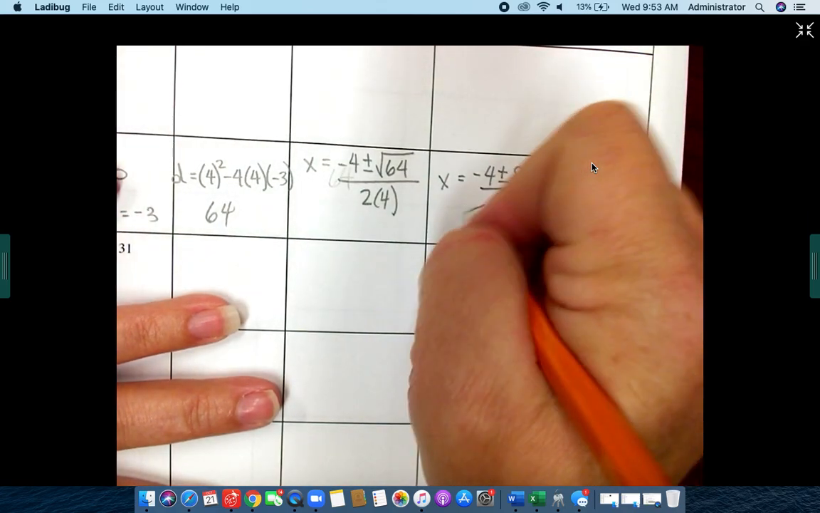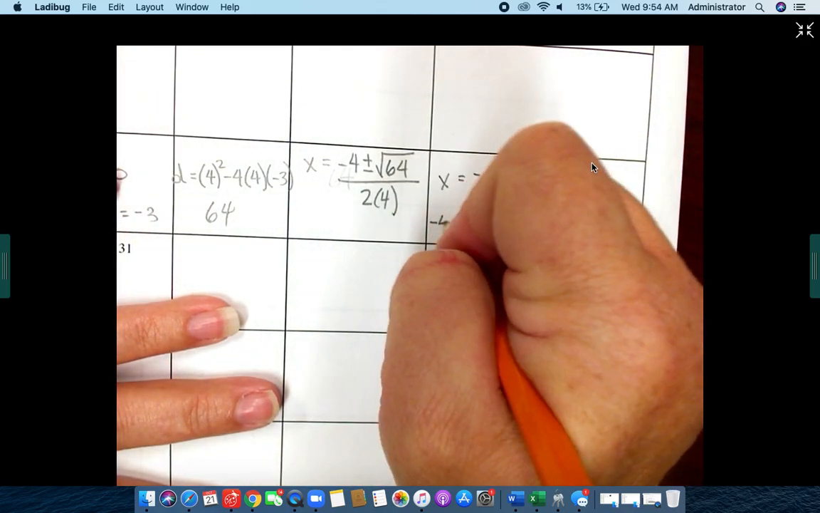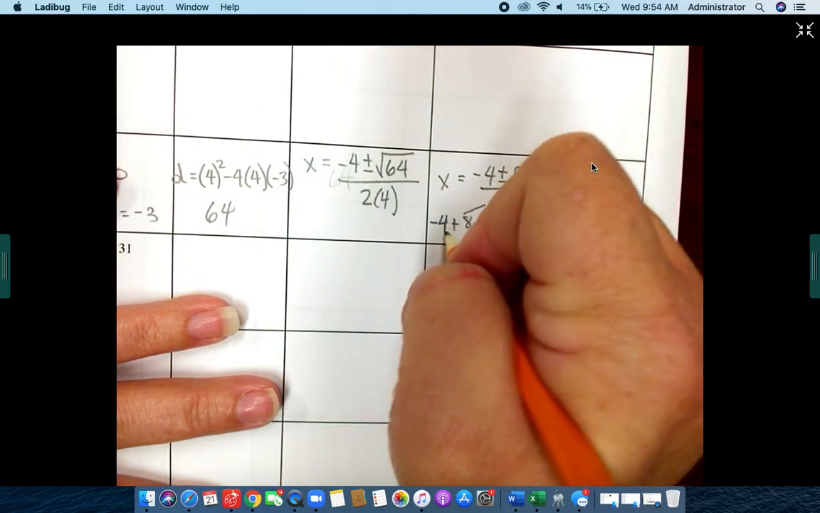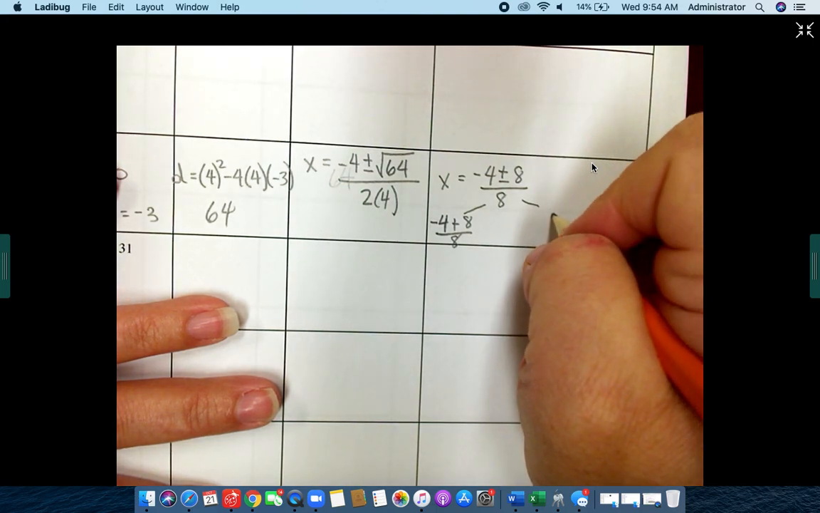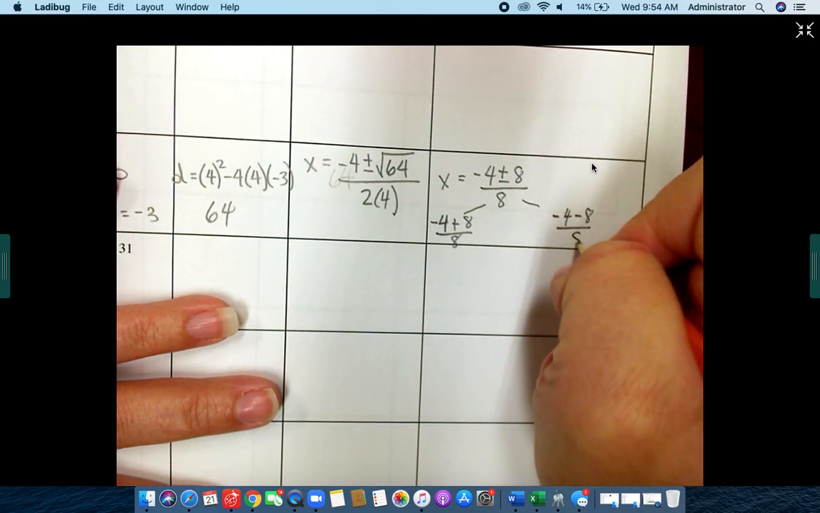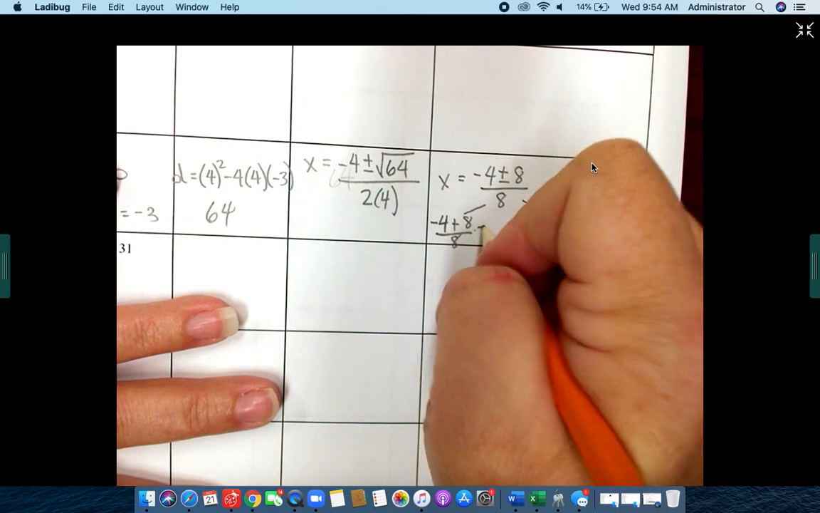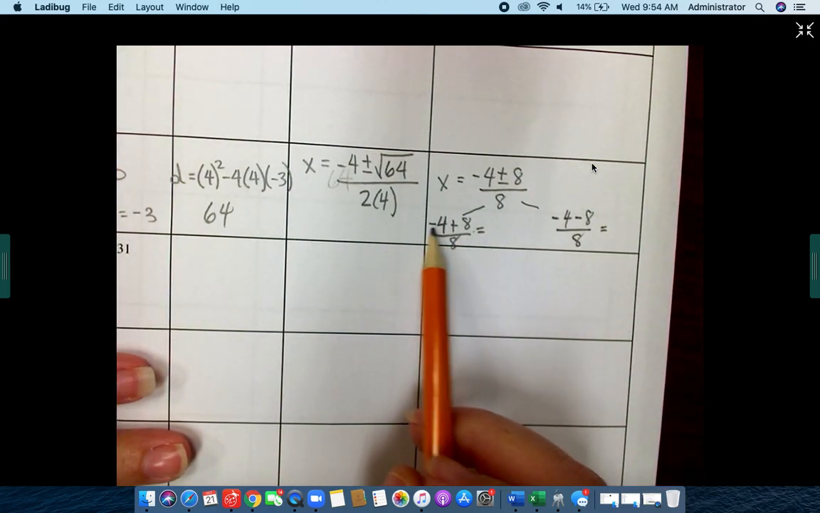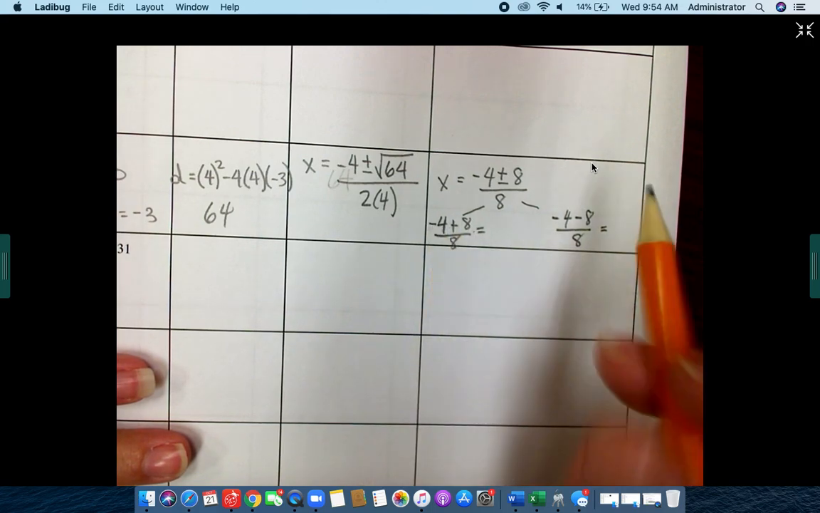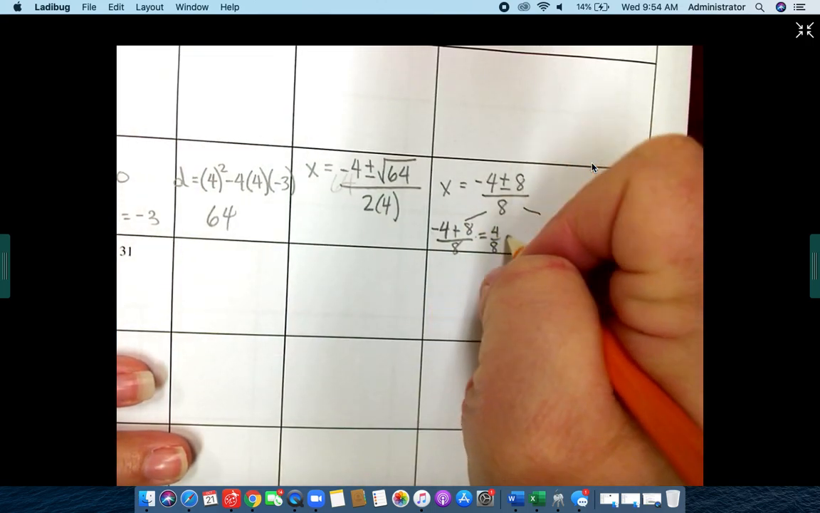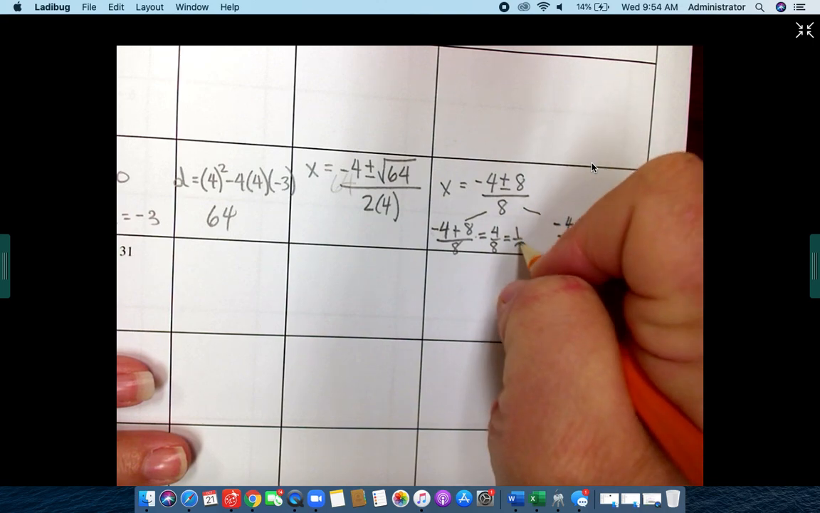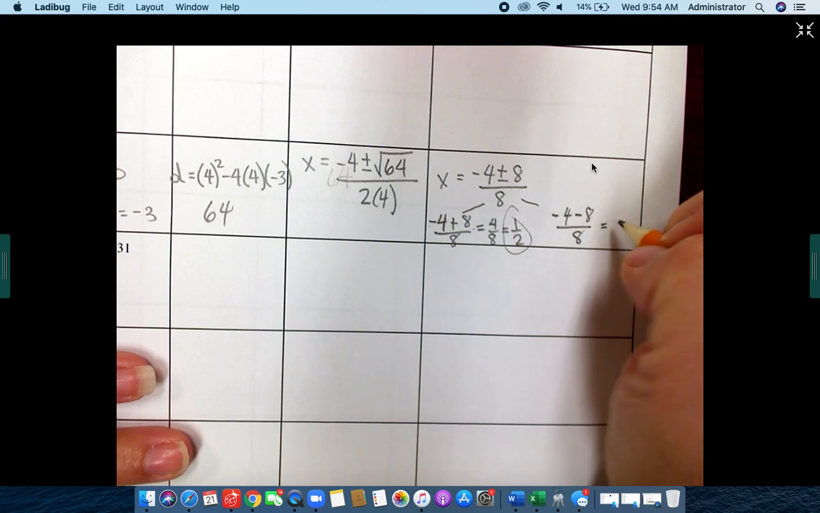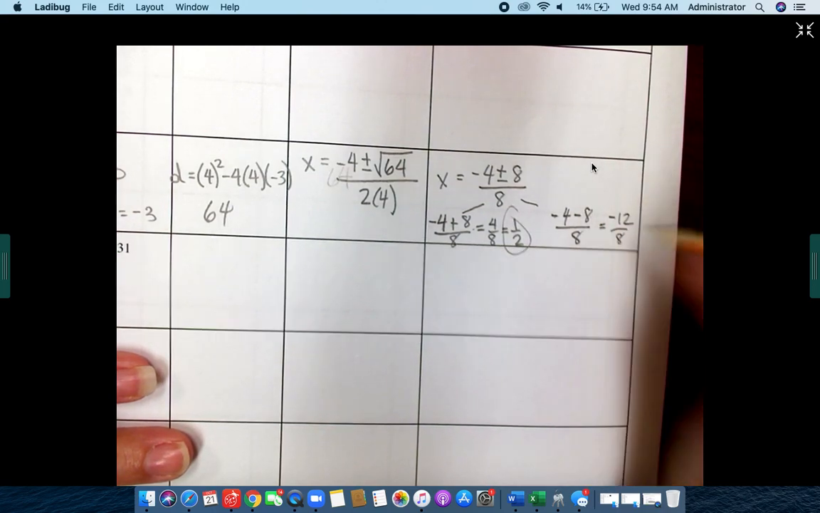So remember, like we did before, we're going to split this up into 2 separate, like we did numbers 1 and 2. Negative 4 plus 8 over 8, and I have negative 4 minus 8 over 8. We're going to just simplify the numerators and reduce. So negative 4 plus 8 is the same as 8 minus 4. So 4 over 8 gives us 1/2. Negative 4 minus 8 is negative 12 over 8.